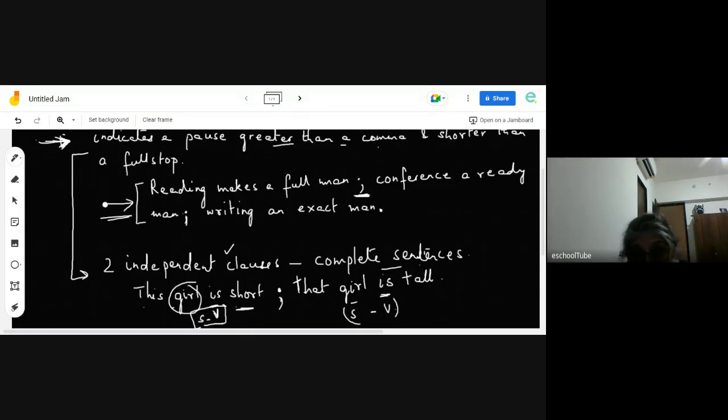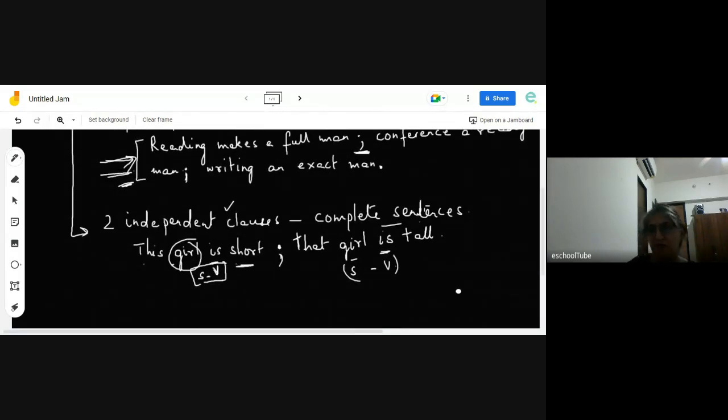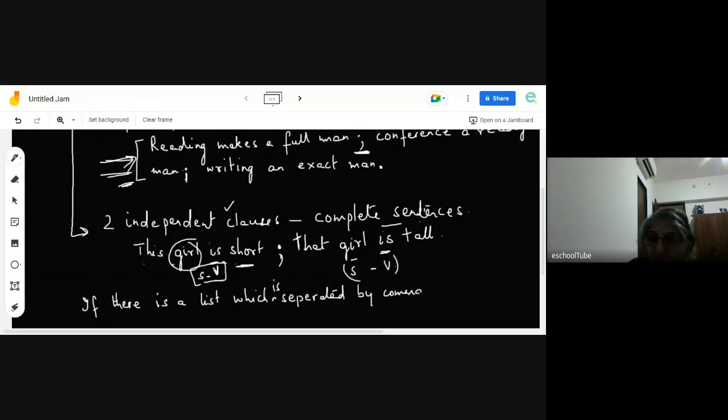Now this sentence, let's look at this sentence. This is the second way of using a semicolon. I'm not showing a video so that we can just quickly go on to the worksheet and practice it rather than just watching a video. So if there is a list, which is separated by commas, normally what do we say?